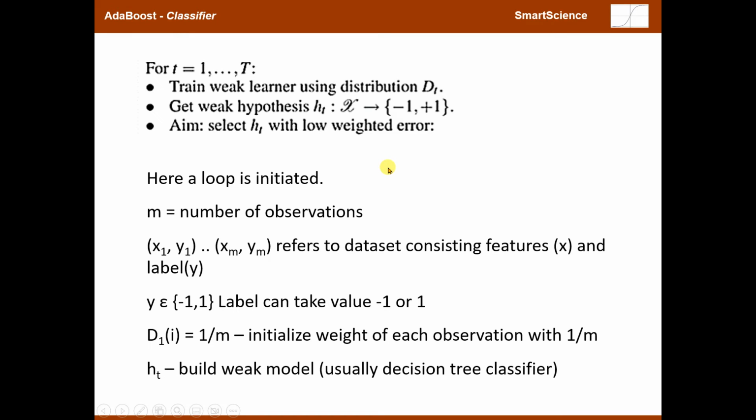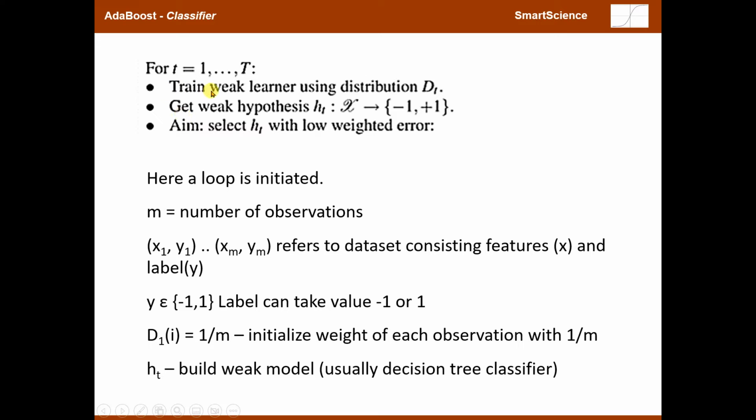Next, what we are doing is we are starting a for loop. This is required because we will be building many trees, so it is done under a loop. So t can take a value 1 to T. So if you are building 10 trees, capital T is 10. So small t will take a value 1 for the first tree. It will take a value 2 for the second tree, so on and so forth.